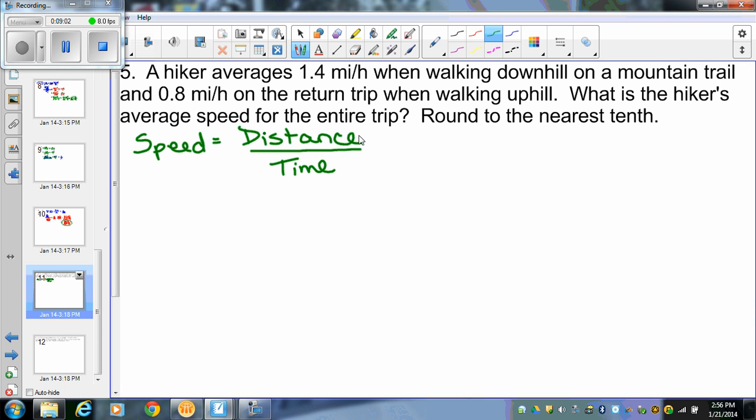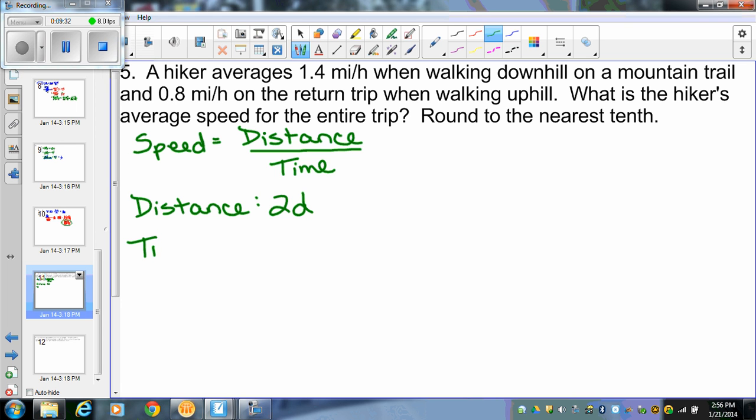So if we can figure out the total distance traveled and the total amount of time it took, we can figure out the average speed. The distance: you're walking uphill and then walking the exact same amount downhill, or downhill and then the exact same amount uphill. I'm just going to call one way up or down the hill d. So the distance would be 2d, because you're going down and then back up.